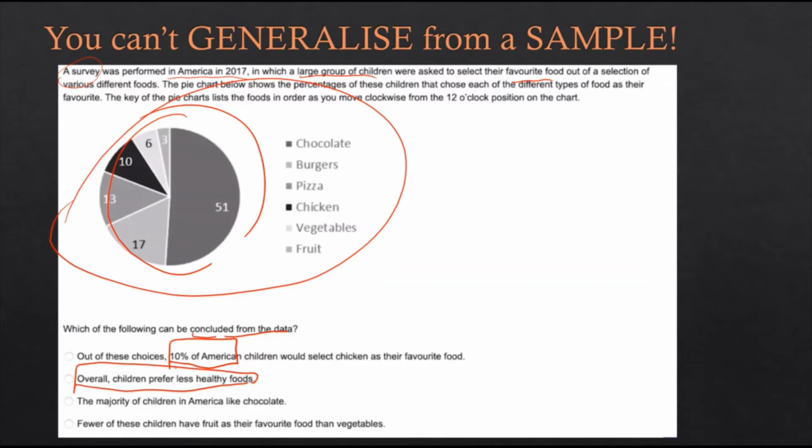And the third option states that the majority of children in America like chocolate. Again, it generalizes for the whole of America. We do not know for sure that majority of children in America like chocolate because it's generalizing for the whole population, and this can't be a certain fact from a sample. Therefore, fourth option would be correct because it states that fewer of these children is referring to the children in the sample, in the survey. So even without reading this, I would know that this would be the correct option, and it is the correct option after I've looked at the data.